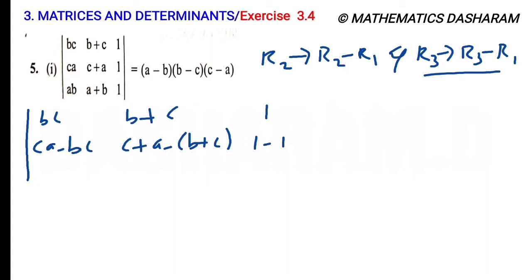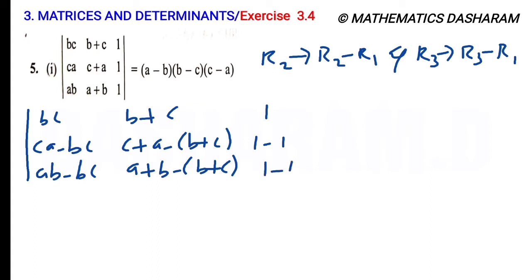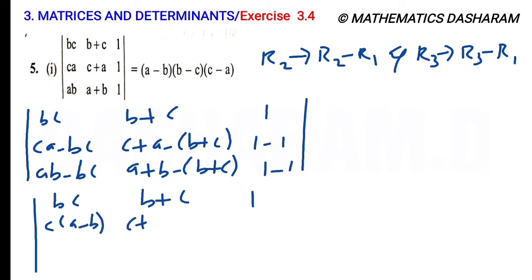Next, R3 replace with R3 minus R1. So AB minus BC. Next to A plus B minus bracket of B plus C. So 1 minus 1, 0. So it is equal to BC, B plus C, 1. So from this we can take the C common, so A minus B, and here C plus A, remove the bracket, minus B minus C, 1 minus 1, 0.